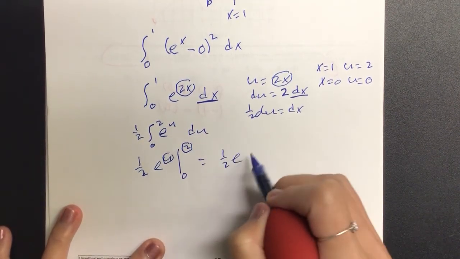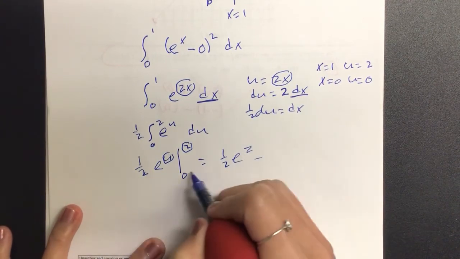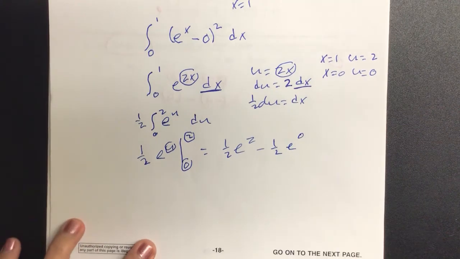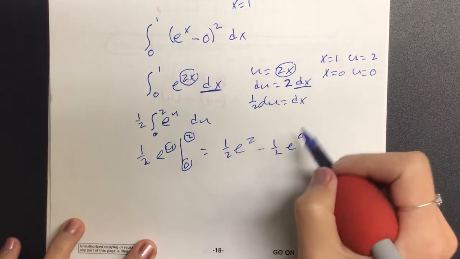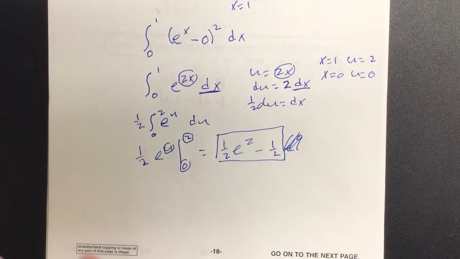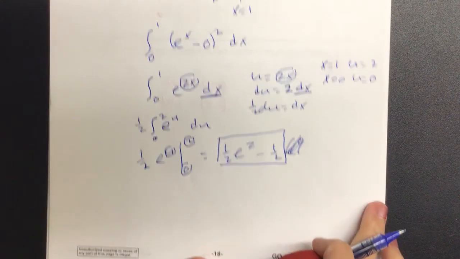You get half of e to the 2 minus, and then plug in the bottom bound, 1 over 2, e to the 0. And what is e to the 0? So we don't really need this. That will be our final answer, which caused us to get which letter? B. Very good.